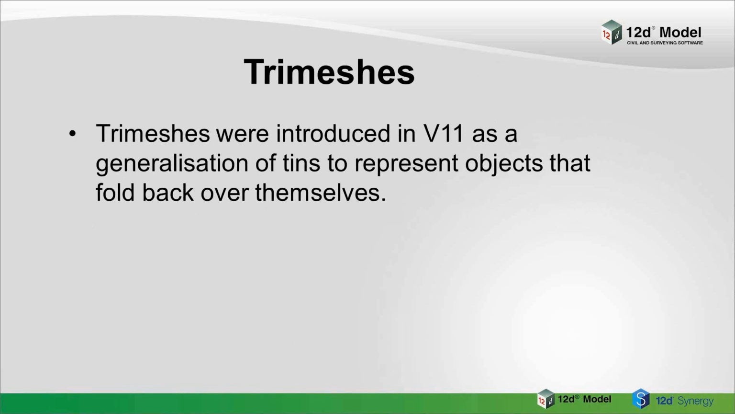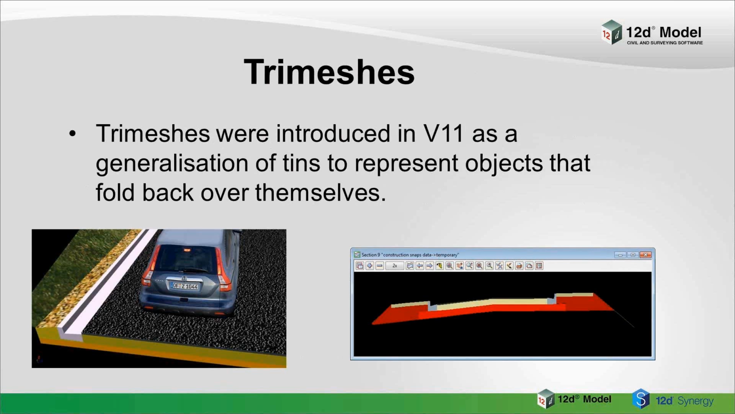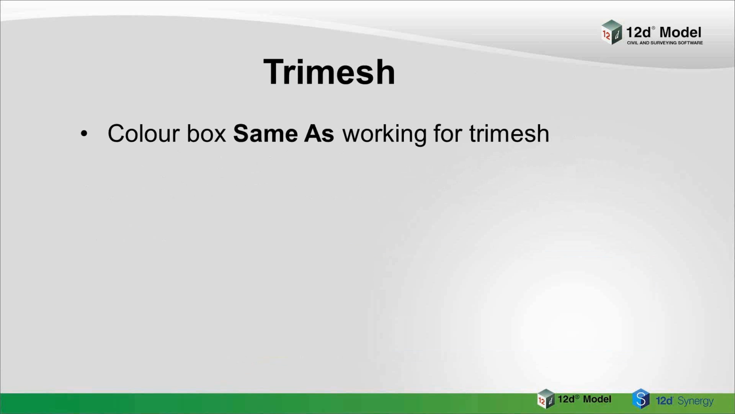Now we'll move on to Trimeshes, which were introduced in version 11. Basically they're things like for pavements and things that have got some depth to them and size. They can fold under themselves, unlike tins. And when you section through them, if they're closed Trimeshes, you'll see a solid section. We've actually added a whole lot of extra things in for Trimeshes in version 12.